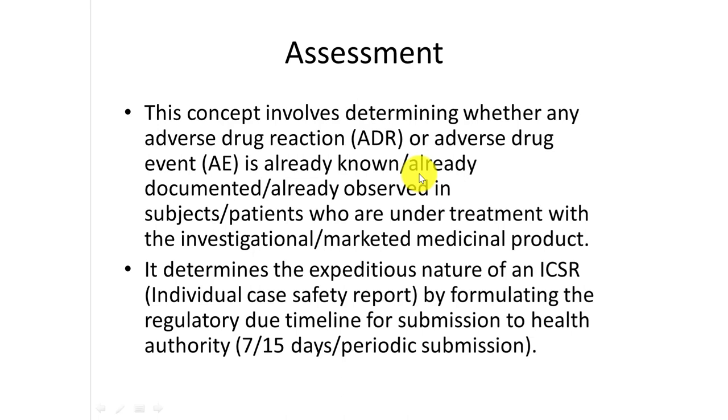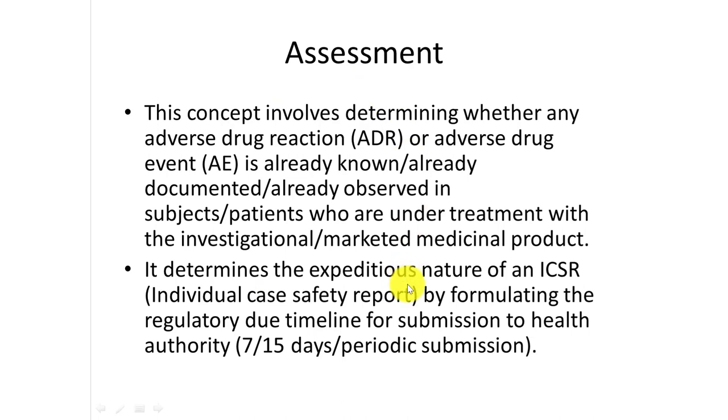And the third important part is checking the listedness, whether it's available in the company information, already documented, already known, already observed in the patients who were undergoing treatment with our drug. So either it's an investigational drug or it's a marketed drug. So this we are going to see in this particular video. So it determines the expeditious nature of the ICSR.